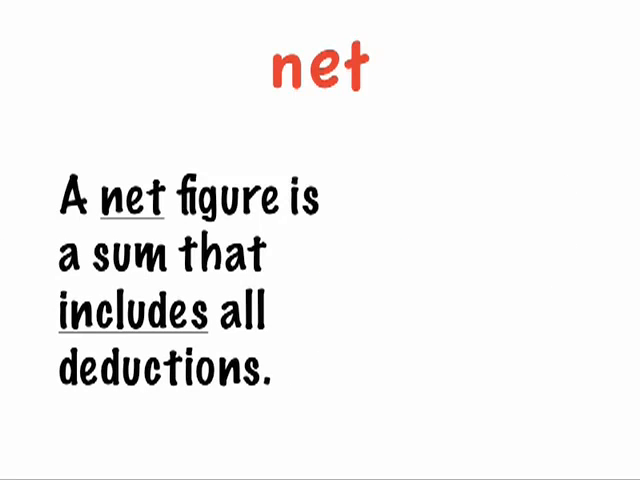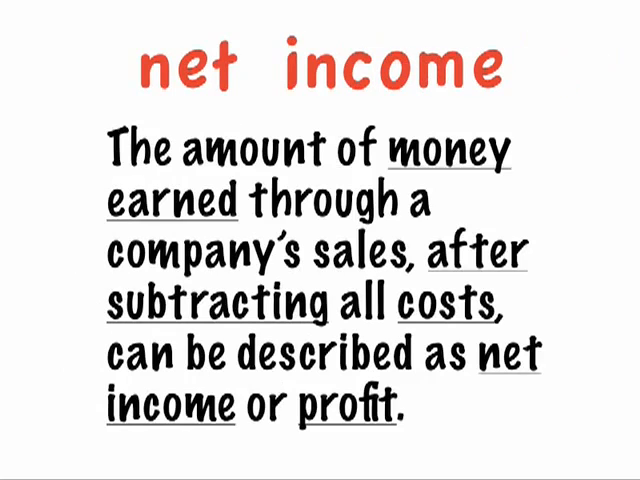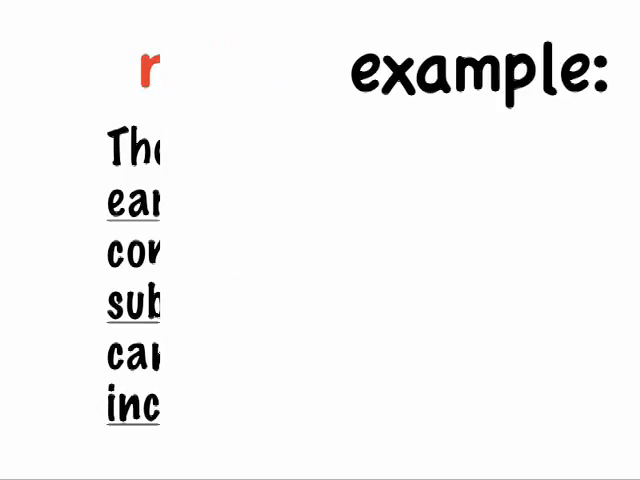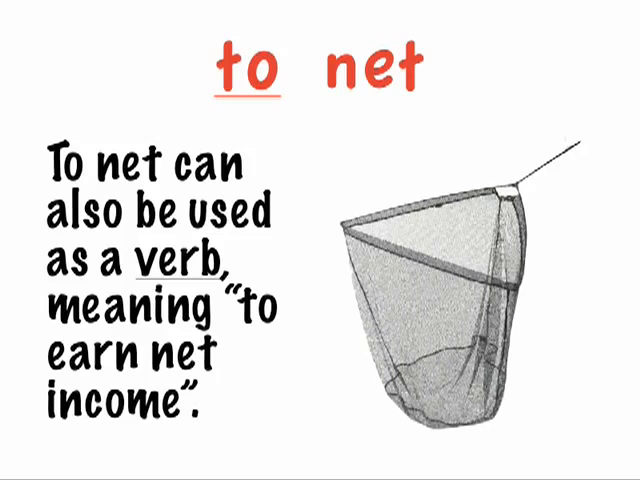Net. A net figure is a sum that includes all deductions. The amount of money earned through a company's sales after subtracting all costs associated with the sales can be described as net income. Another term for net income is profit. We netted more than $100,000 from a single day of direct marketing sales. To net can also be used as a verb, meaning to earn net income.